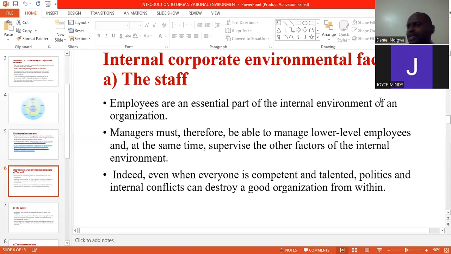And one of the researchers once said, if you don't take care of your employees, then the employees will have to take care of themselves. And that is why most organizations fail, because of their employees who are not motivated. They will steal from you. They will do everything possible to ensure that the organization goes down.